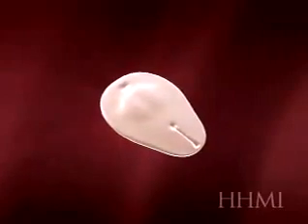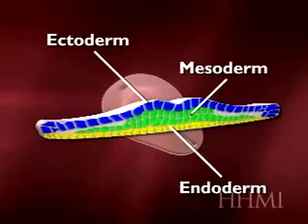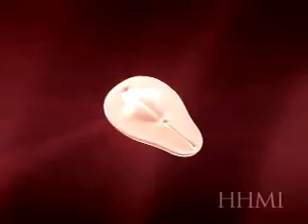Those lines represent sites where cells are migrating in and out. And here's an important stage when the three beginning layers of the embryo, the so-called germ layers, are formed, and I'll come back to that in a few minutes.